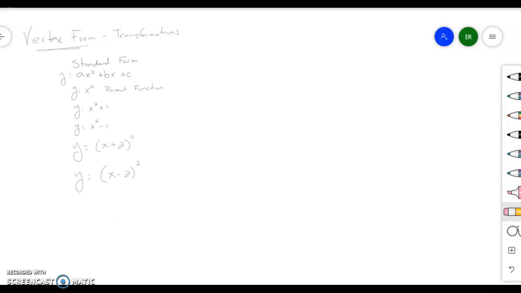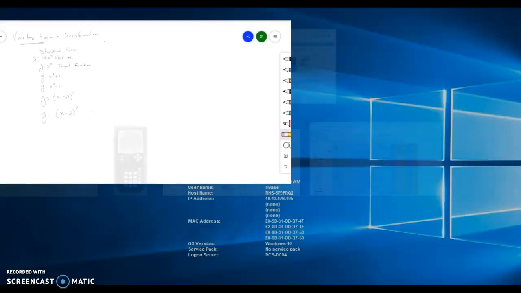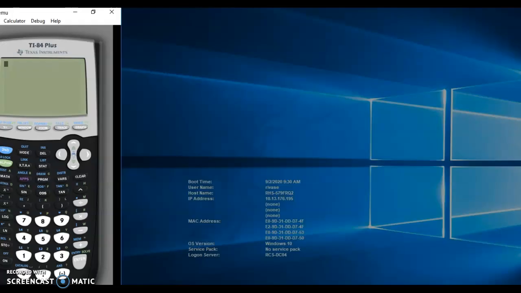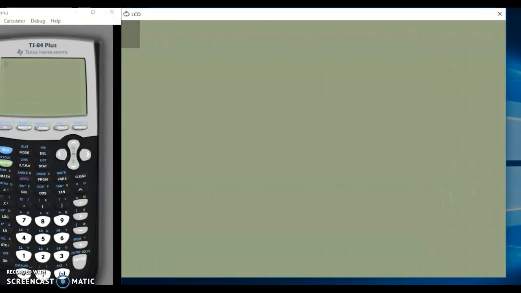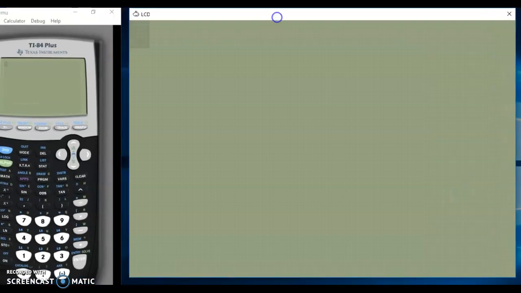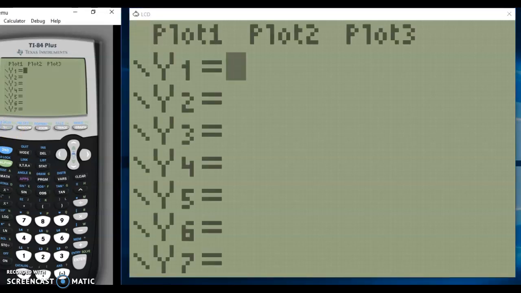Okay, and what I want to do is I want to bounce back and forth through this video and use the calculator to help us understand and explore what some of these graphs are going to look like. So I don't know if you have any experience with the calculator, but we're going to type into y equals, and this is how we graph. I think most of you have done this. So we're going to do y is equal to x squared.